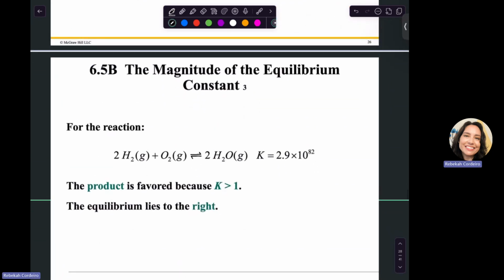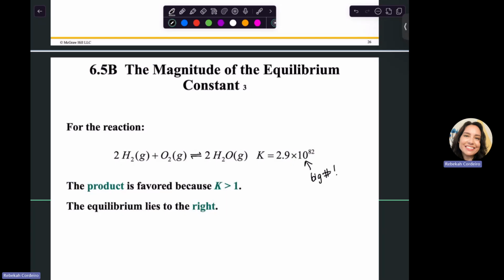So if you have a reaction, let's look at the K. 10 to the 82, is that a big number or a small number? That's a really big number because it's a positive exponent, and it's a big positive exponent. If I said, would you like to get a check of that much money? You would say absolutely yes, because I don't even know if that much money exists in the whole world, right? That's a huge number.